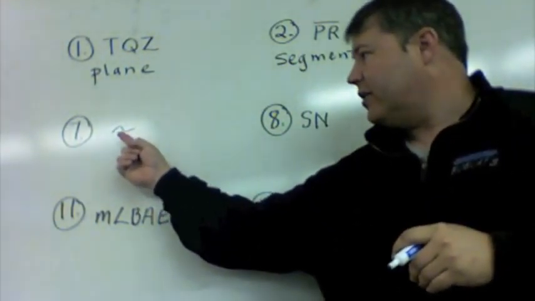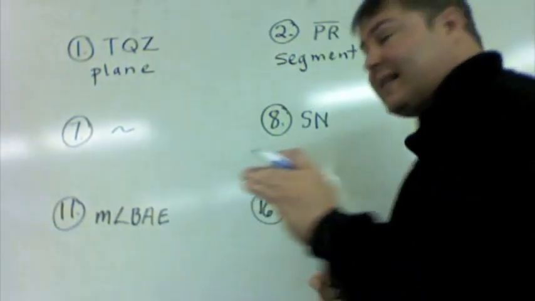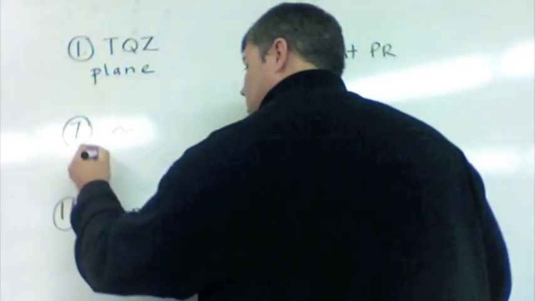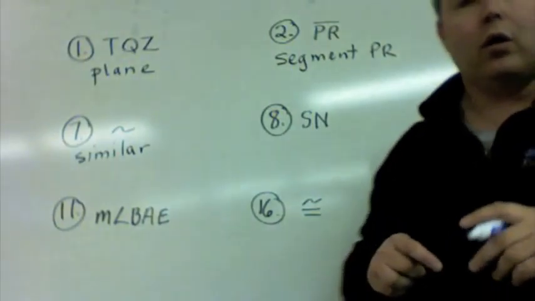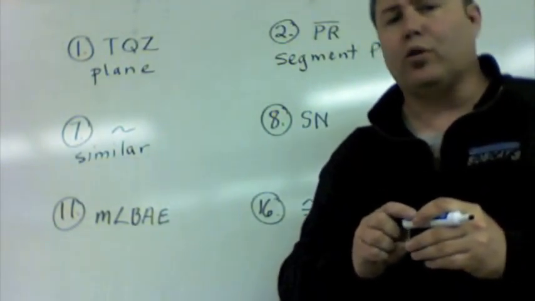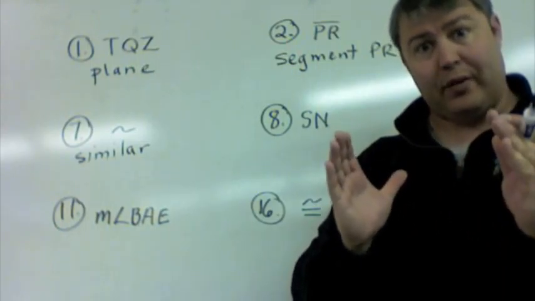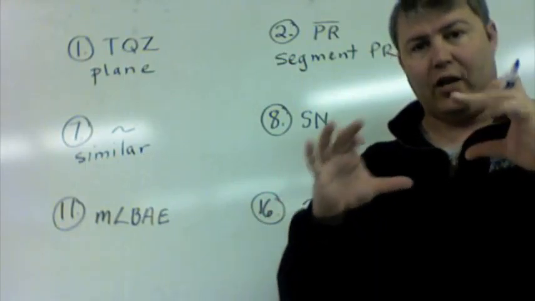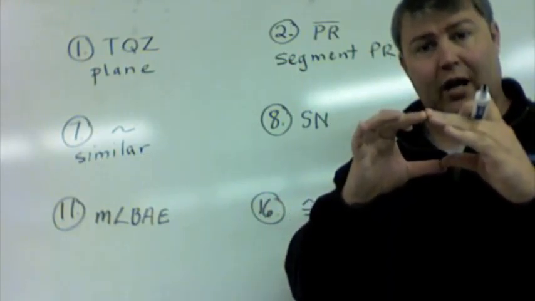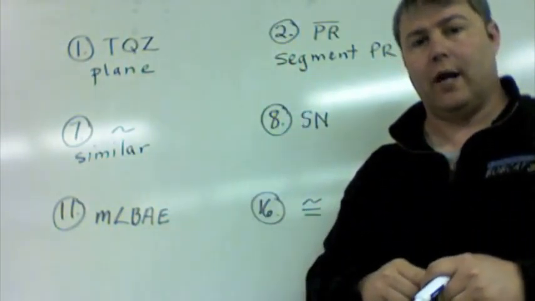Now number 7, this little squiggly, what does that mean? Well, it means similar. I'm going to write similar. We'll talk about similar more later in this course, but similar really just means two shapes are exactly the same shape, but they may be different sizes. Okay, so triangles are exactly the same shape of triangle, but one's blown up bigger than the other one. Those are similar.